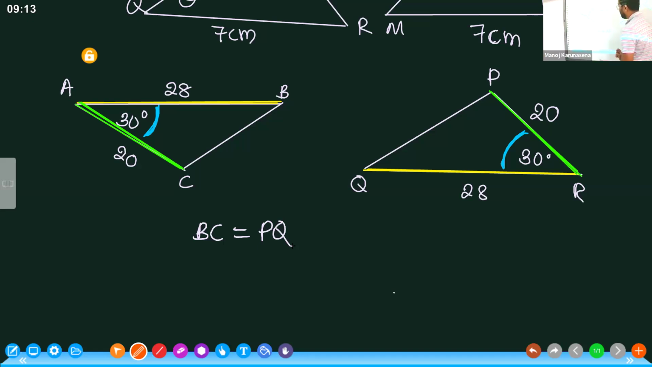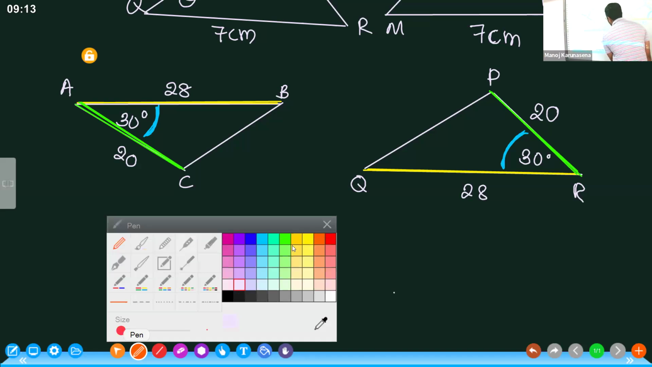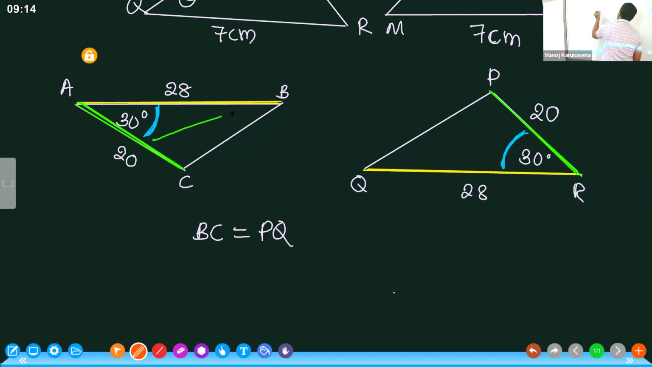We have an angle which is opposite to this AC side. And in the other triangle, PR is the side opposite to an angle as well. How should they be equal? Which two angles automatically become equal?